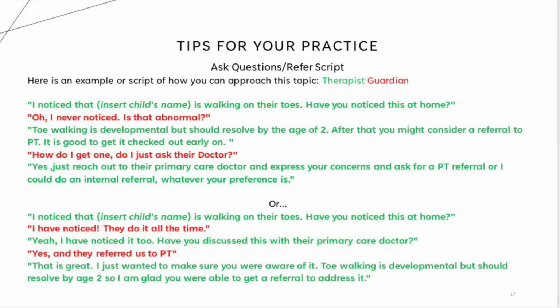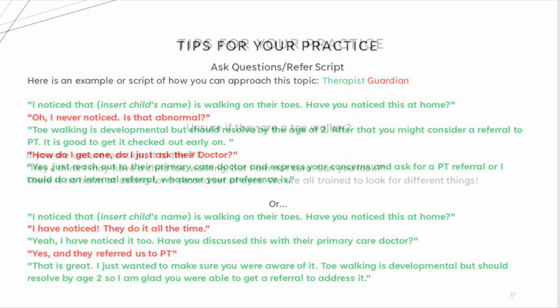Here is an example of the script I mentioned, and I just want to clarify that it's important that you don't tell the parent that it's abnormal, but you educate them that toe walking is developmental and should resolve by the age of 2. After that, they should consider referral to physical therapy. And by not saying that it's abnormal, it plants the seed in their brain that it's abnormal, and that way they can determine for themselves that it's something that they should get addressed.